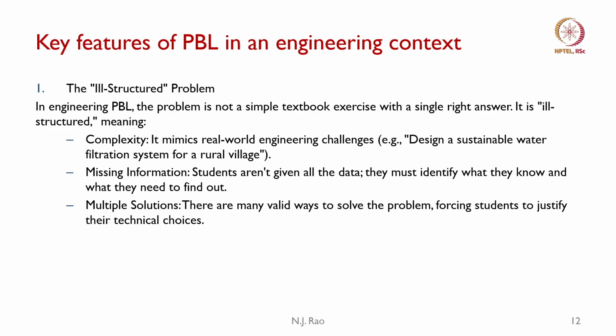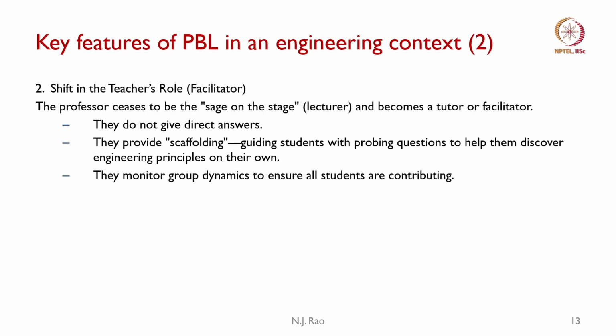Then generally you have missing information. Students don't have all the required data. They must identify what they know and what they need to find out. Okay? Multiple solutions. There are many valid ways to solve the problem, forcing students to justify their technical choice. This is already, as we have explained in the previous thing, engineering product design course. You have to produce multiple solutions and then try to find out what is the best one that you can pick from there.